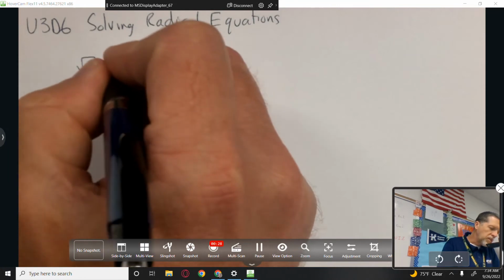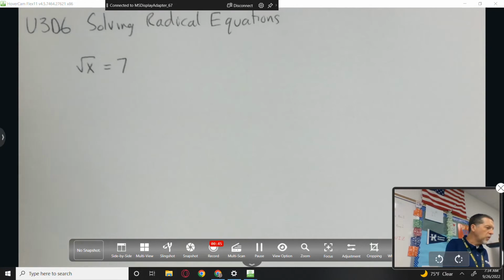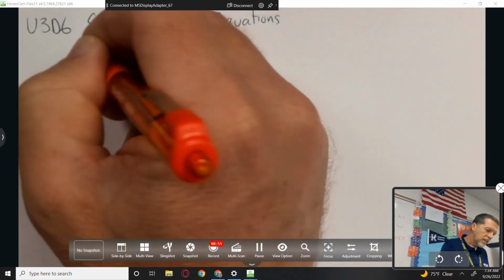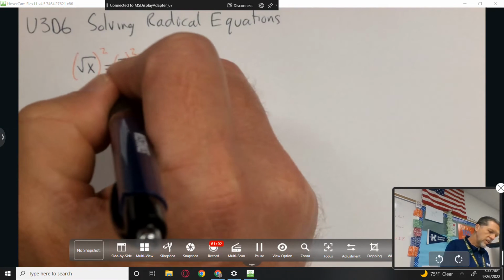Start with a super easy one here. Square root of x equals 7. Probably most of you wouldn't even use a method to solve that. You would just look at it and figure it out. But if I ask you to prove or explain where your answer came from, what would you do to get x by itself? Square both sides. And then the square and the square root cancel each other out. So x is 49.